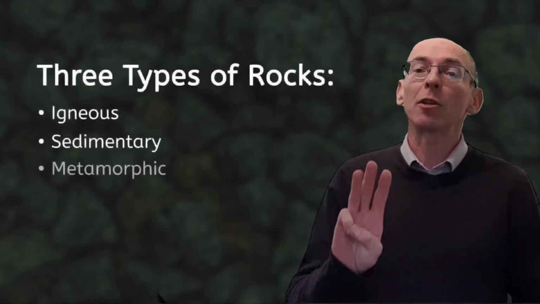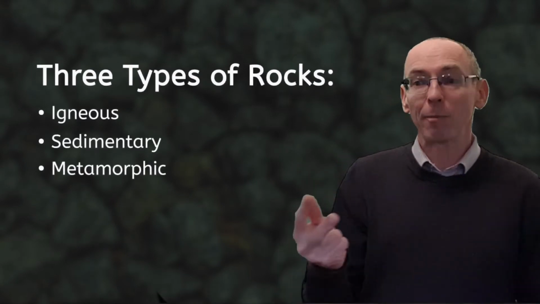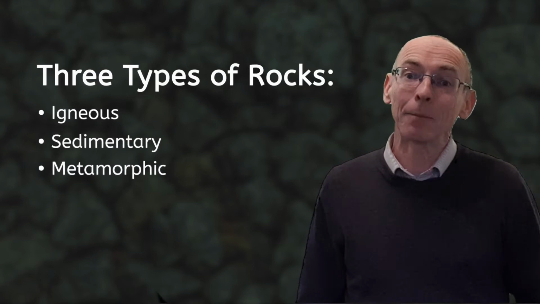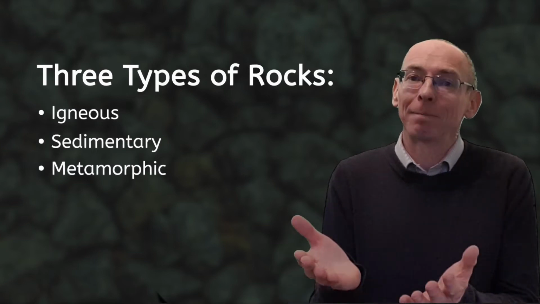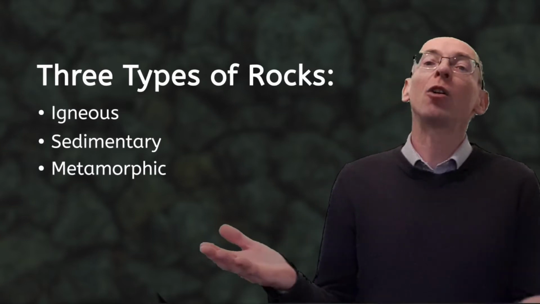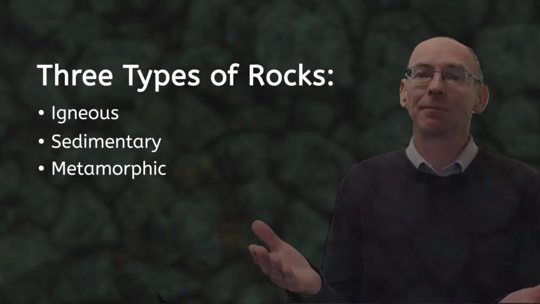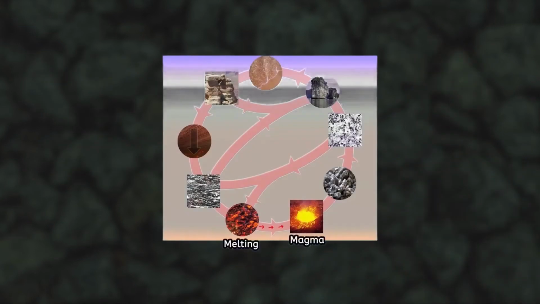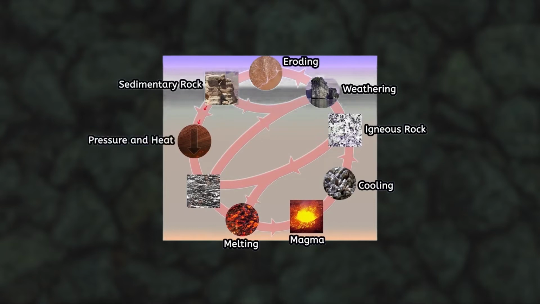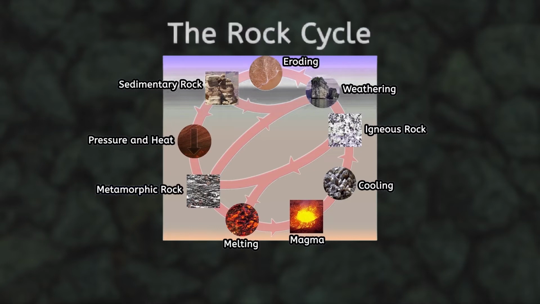If all 3 types of rock, igneous, metamorphic, sedimentary, were to melt completely, they would form magma, and the whole process will start all over again. So this entire process of melting, cooling, weathering and eroding, pressure and heat, compacting and cementing, and melting again is called the rock cycle. You can model this entire rock cycle process in your own kitchen.